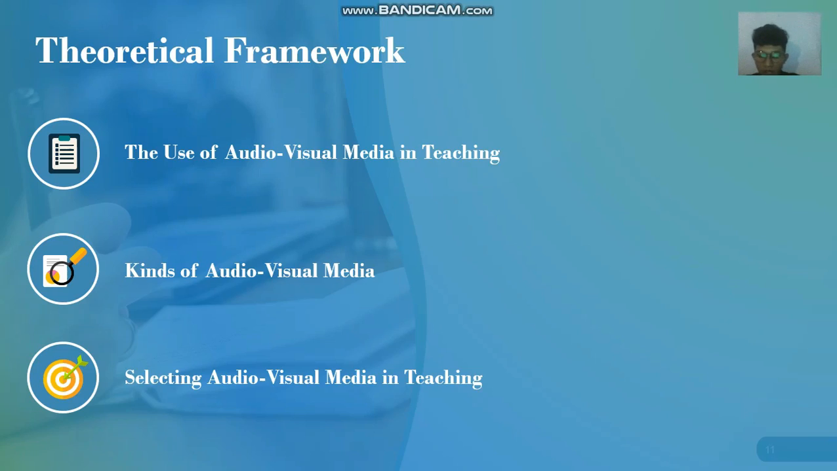However, based on Harvard, it should fulfill these 3 points. They are assessing the merit of using video for educational purposes, specifying criteria for selecting the video programs to achieve educational aims, and also stating guidelines for using the video and audio in the classroom.